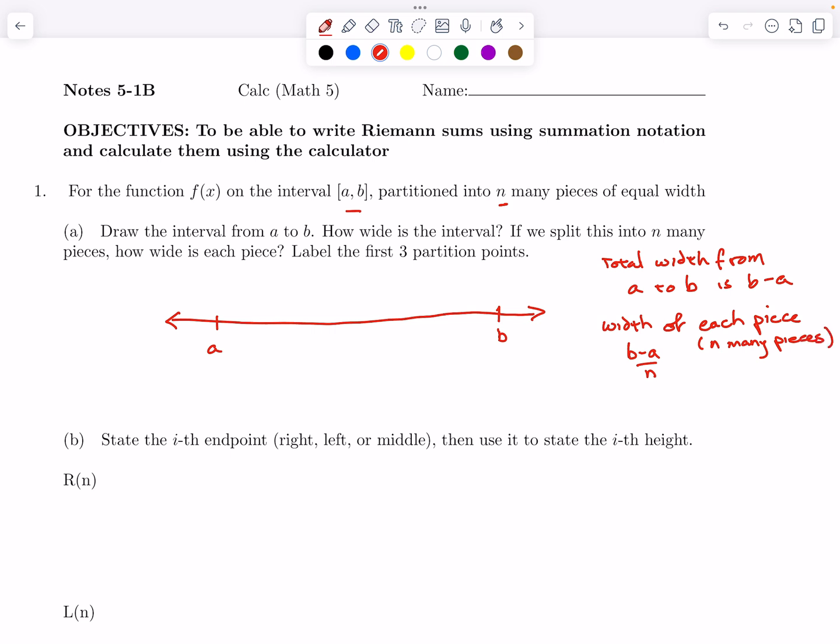Now, the first thing that people screw up is, if you go over to the first right-hand endpoint, it is not B minus A over n, it is A plus B minus A over n. Okay. And then if I do another little bunny hop of one width, that's going to be still just A, and then 2 bunny hops. So this is B minus A over n. This is also B minus A over n.